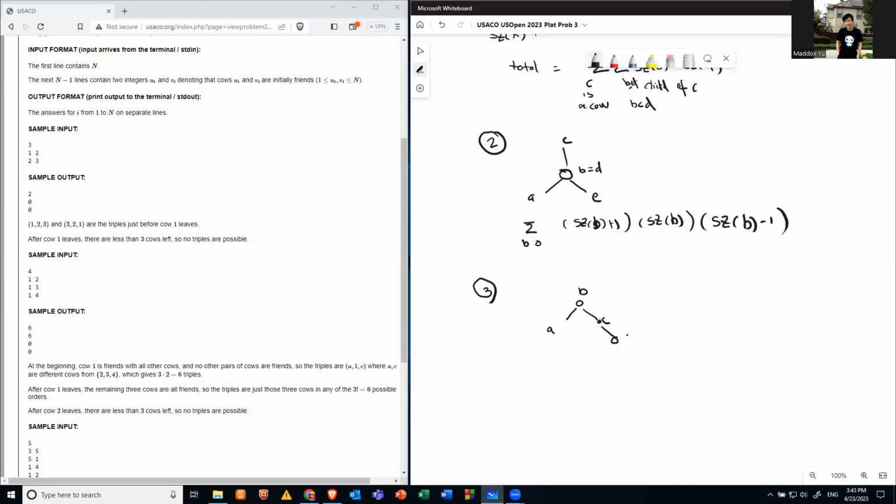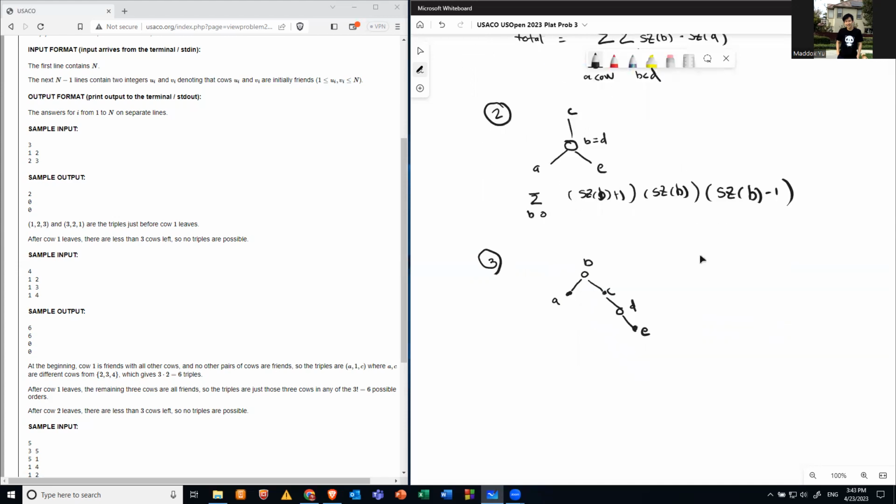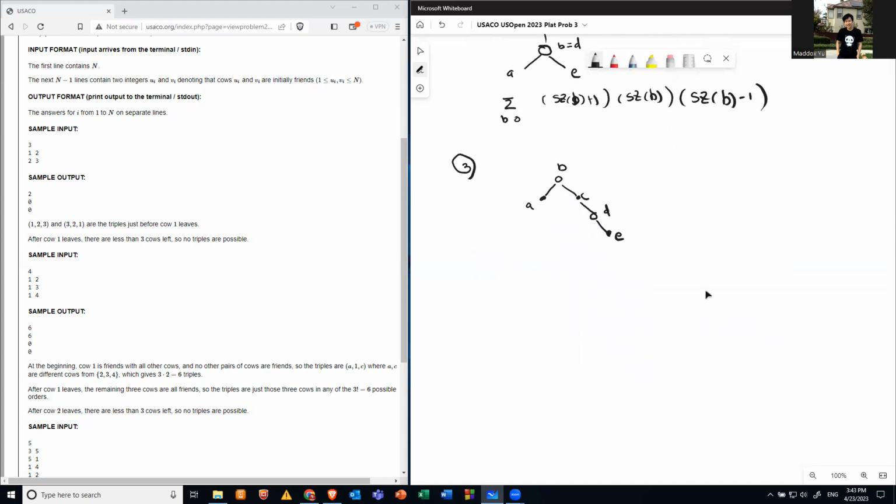Then you have a relationship, which is D. And then you have a cow here, E. Okay, so basically the difference between this and this is they are not at the same level, right? So one is at a lower level. So C is not the parent of B and D. C is a child.